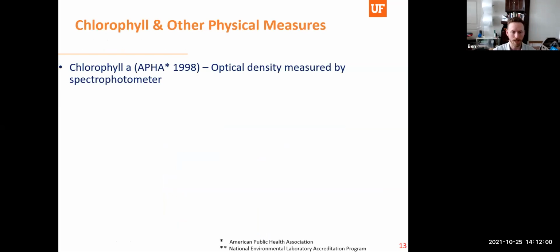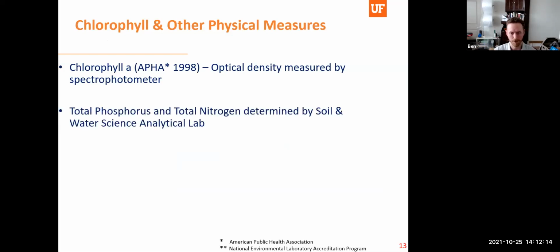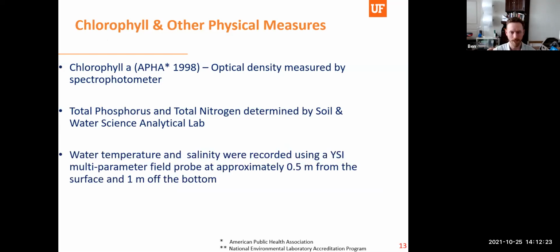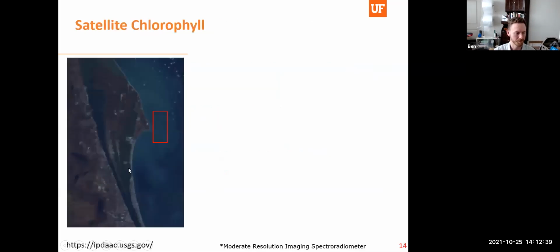So just how we got some of these: for chlorophyll, we measured the optical density using a spectrophotometer using the American Public Health Association's 1998 protocol. And then total phosphorus and total nitrogen were determined by the Soil and Water Science Analytical Lab. And then water temperature and salinity were recorded on site using a YSI field probe. And we measured both at 0.5 meters for the surface sample, and then for the near bottom sample, we aimed for around 1 meter off the bottom.